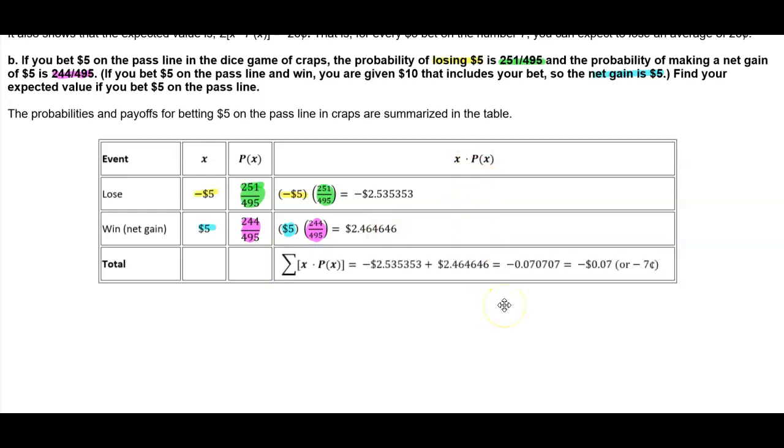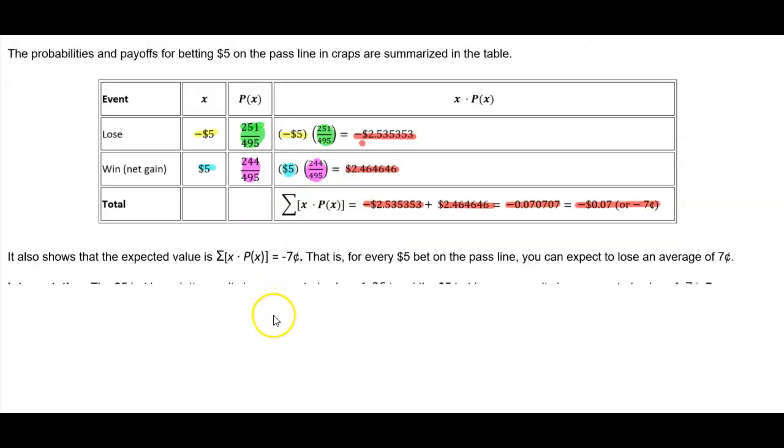Now we want to find the total of this column. So to find the total of this column, what we're going to do now is add these results. So we get -2.535353, and then we're going to add 2.464646, which gives us a value of -0.070707, which, rounding it to the nearest cent, tells us that we have -0.07 dollars, or just -7 cents. So it also shows that the expected value in this case is -7 cents. That is, for every $5 bet on the pass line, you can expect to lose on average 7 cents.